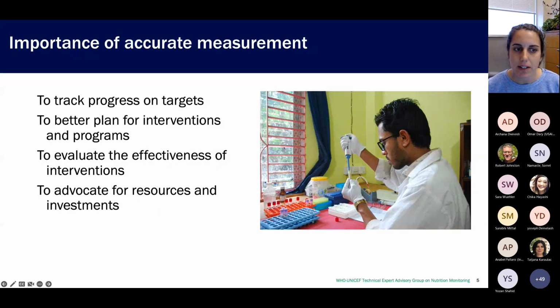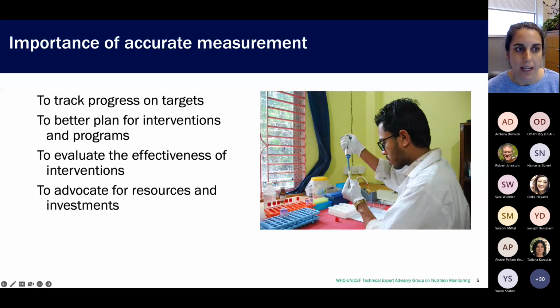Okay, so there are many reasons that we strive for accurate measurement. Here are just a few that I think are most relevant for the measurement of hemoglobin and the diagnosis of anemia. So first is to track the progress on targets, such as Sustainable Development Goals that Chika mentioned earlier and World Health Assembly targets.